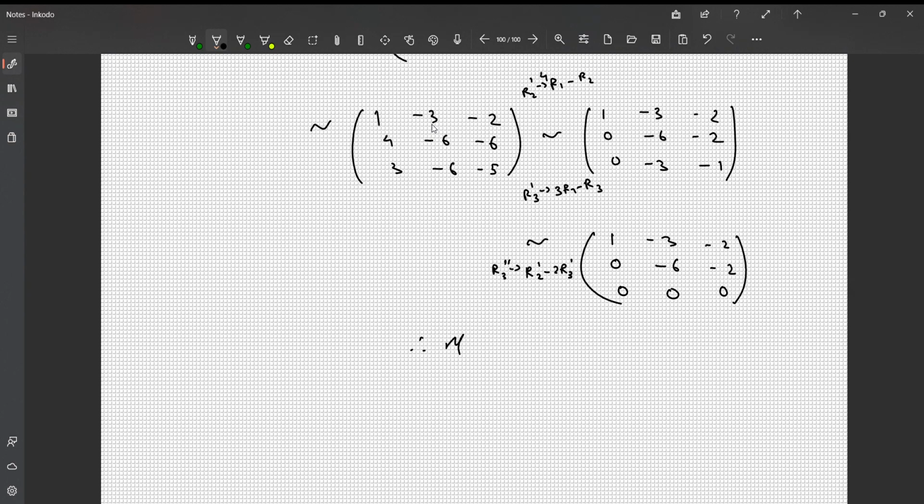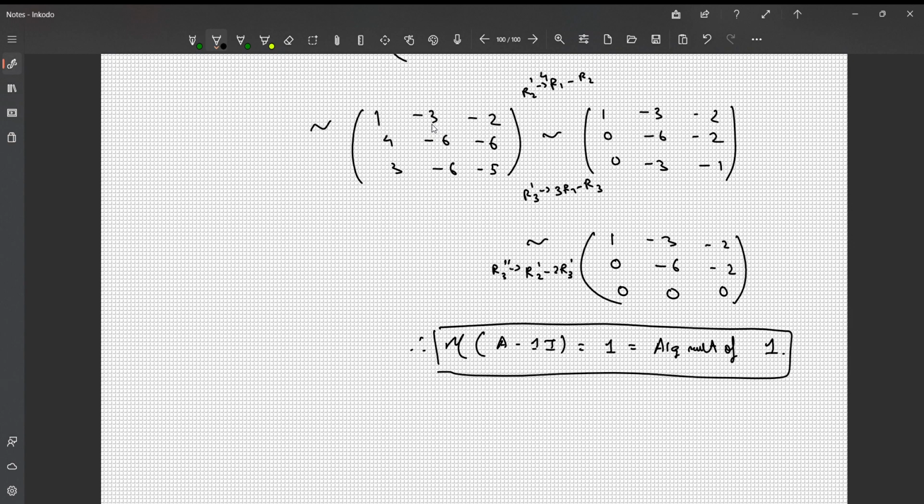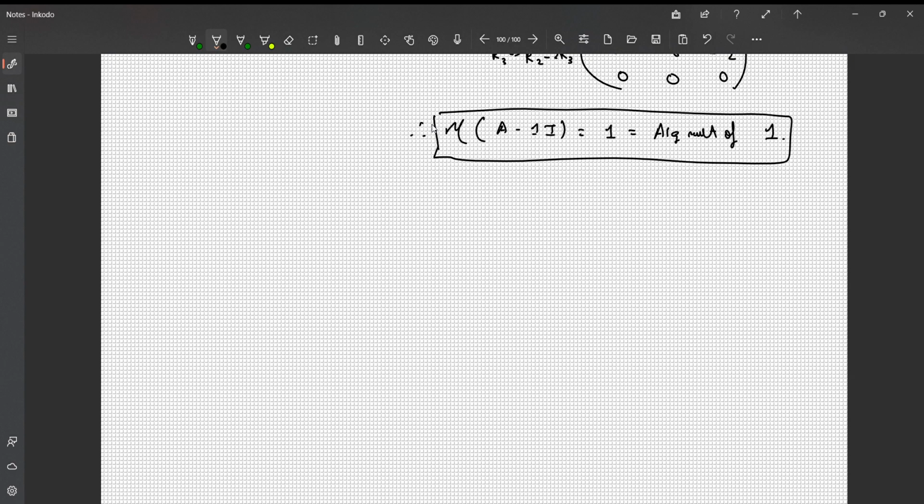Therefore the nullity of the matrix A minus 1 times I is equal to 1, which is exactly equal to the algebraic multiplicity of the eigenvalue 1. So that is the first thing we have in hold. Now we need to do the same step for the second one. So let's check it out.